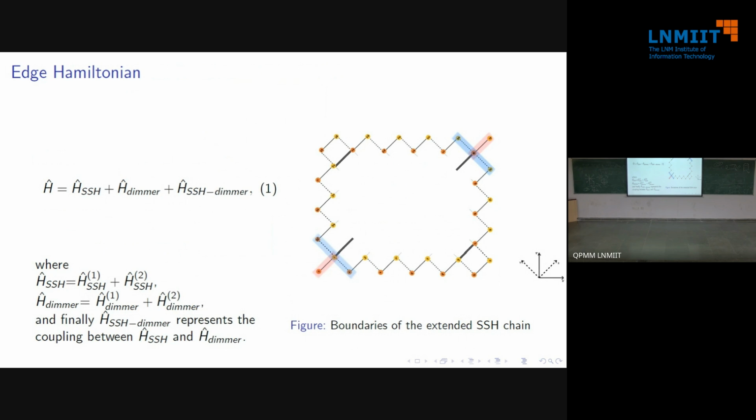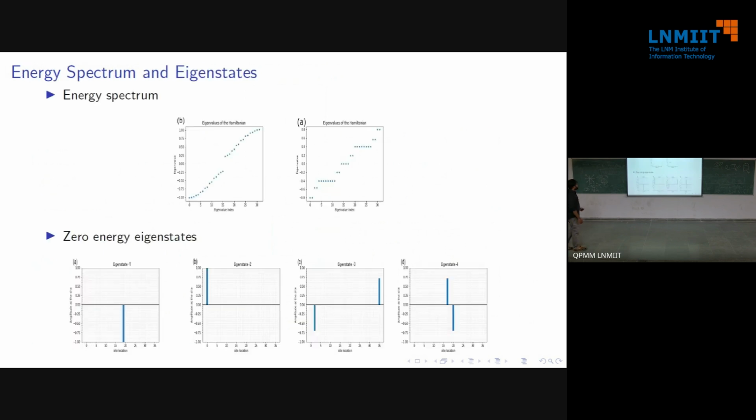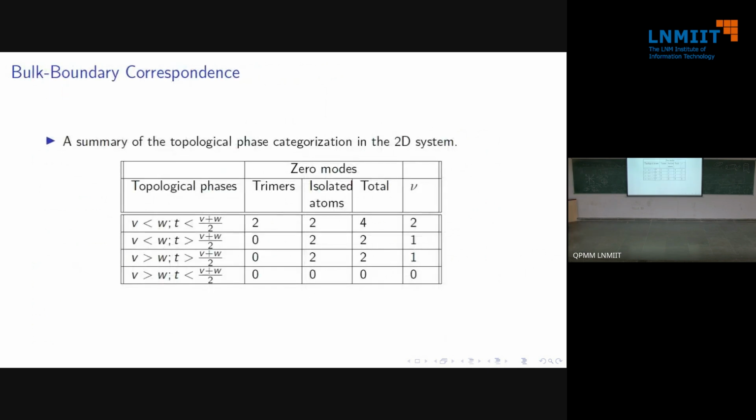This is the extreme case where V is equal to 0, and a couple of trimers are there in the system, where one of the zero energy modes is localized here and here equally, and another one here and here. So that is what this says. Now I can establish a bulk boundary correspondence: with a bulk winding number 2, I have 4 zero energy states; with bulk winding number 1, I have 2 zero energy states; with bulk winding number 0, I have 0 zero energy states.